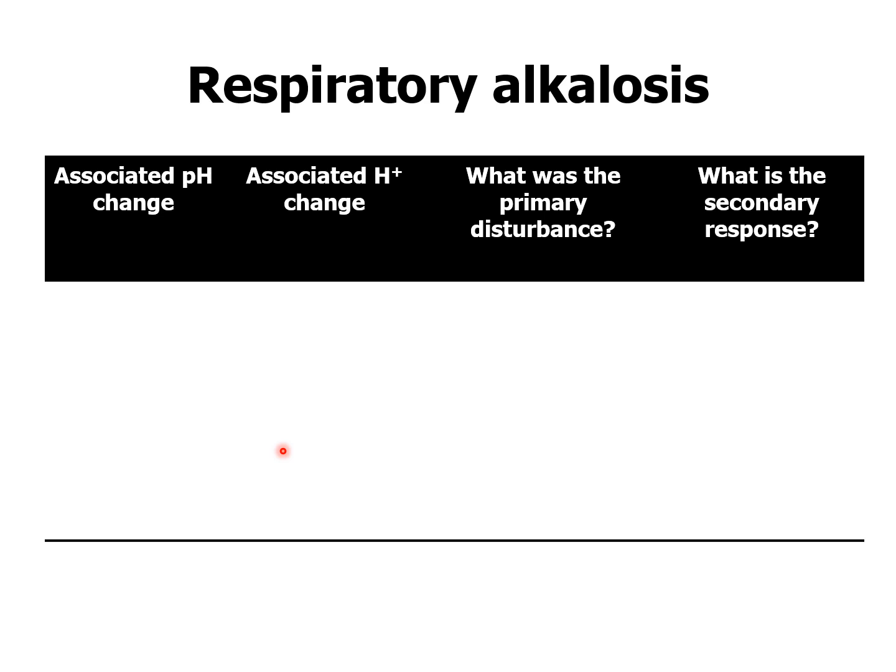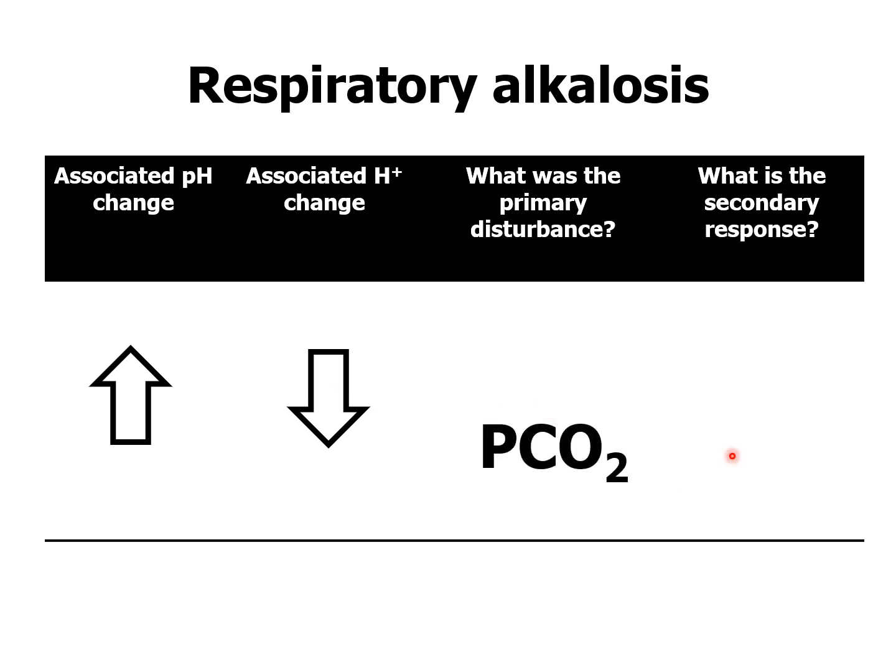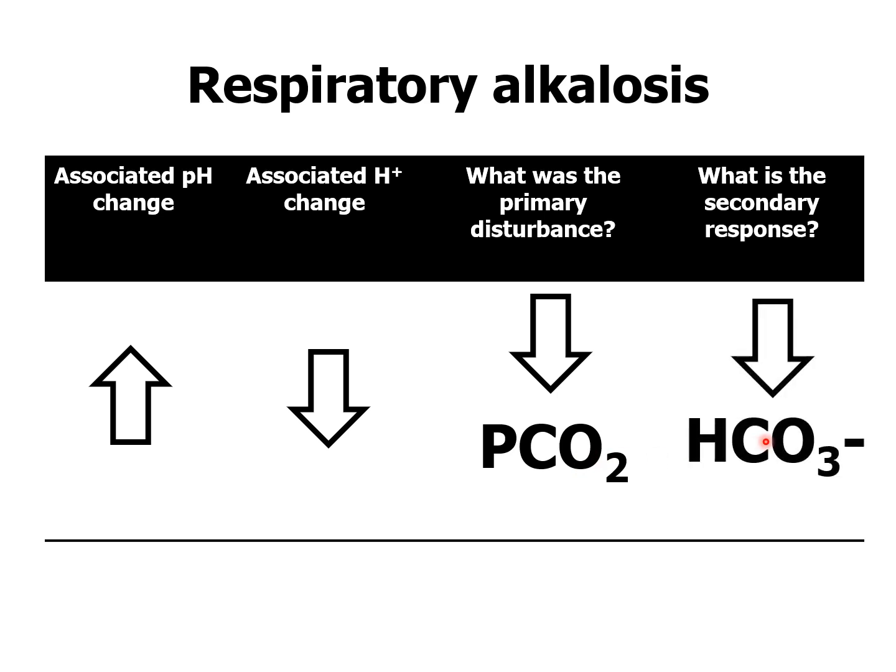So since there is alkalosis, there is an increase in pH and a decrease in hydrogen ions. The primary disturbance is on the lungs. So in the lungs, there is hyperventilation. So it will decrease the partial pressure of carbon dioxide in the lungs. And to compensate, the kidney would excrete bicarbonate and retain hydrogen ions.